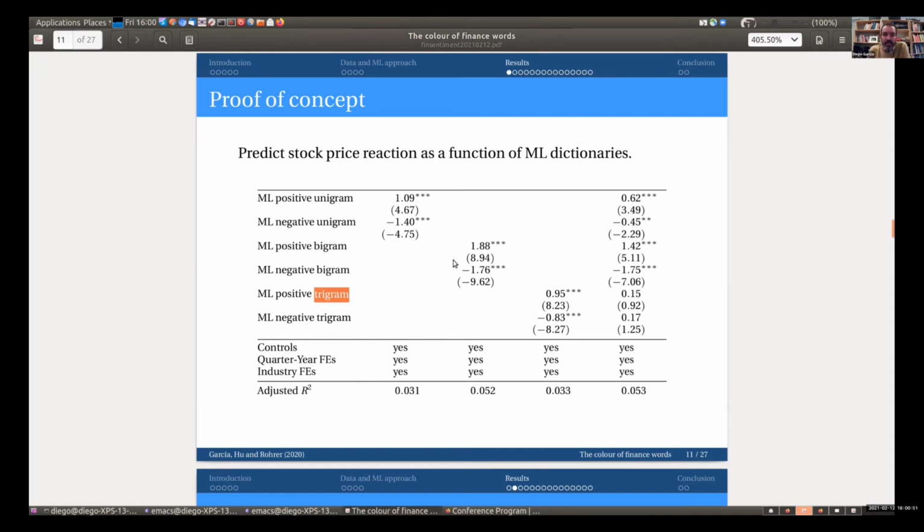So what do we see in this table? We see that the machine learning algorithm actually can predict stock returns fairly well. These unigrams have a decent R-squared. This is comparable to Loughran and McDonald, as it turns out. But here's the big bite. Using these bigrams, the statistical significance is much higher in this particular exercise.